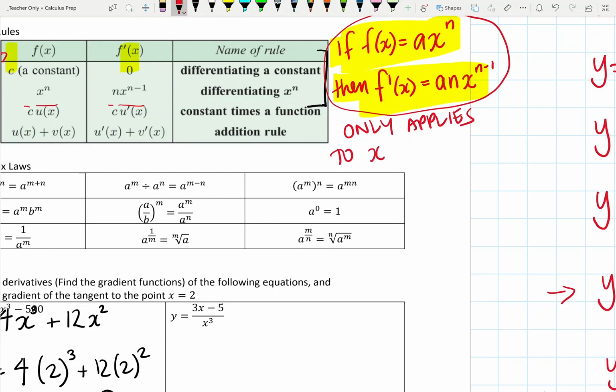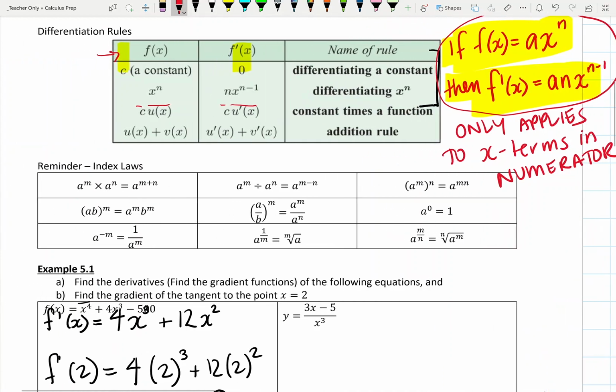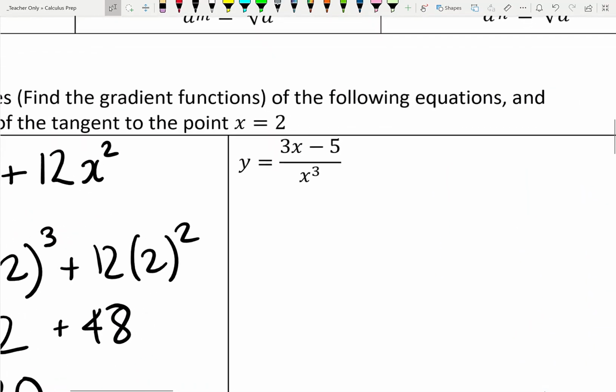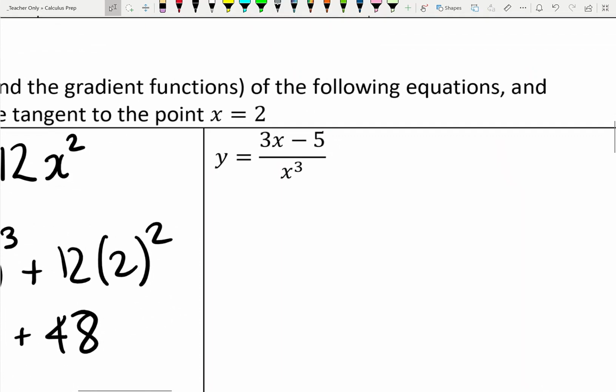it only applies to x terms in the numerator. You cannot apply these to anything that's in the denominator. So before we can do any differentiation on something like this, y equals 3x minus 5 on x cubed, we need to tidy it up so that we can get the x into the numerator.